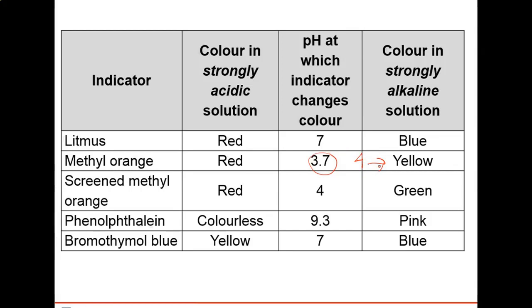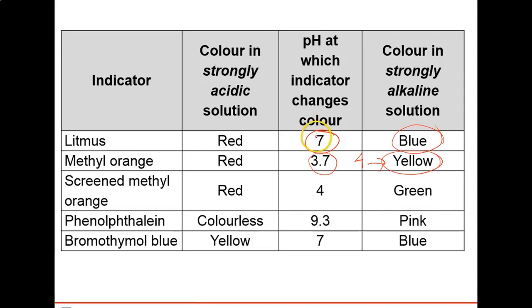Correct? So how do we ensure that when we add methyl orange, we know that the solution is indeed an alkali? We can always use a combination of indicators. For example, if we test a solution with methyl orange and it gives us yellow, we can deduce that the pH will be above 3.7, but we cannot deduce that the substance is an alkali. What we can do is now to use, say, litmus, and we get a blue solution, and then we can conclude it is above pH 7.